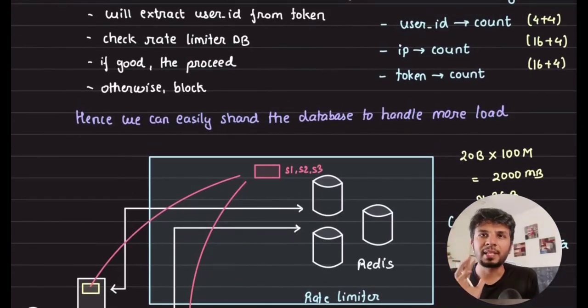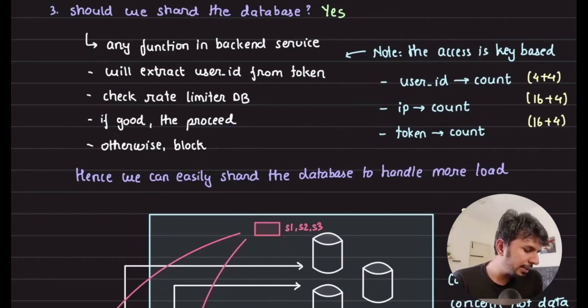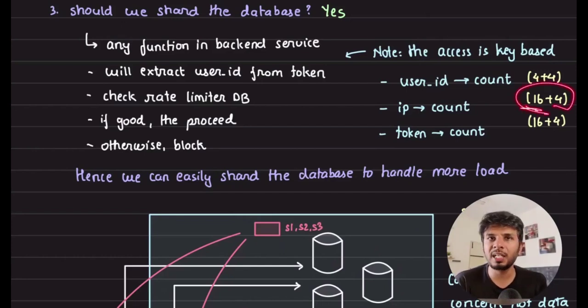Now let's do some basic mathematics: how much storage would we need? Let's say our rate limiter supports rate limiting by user ID. So what you need to store is user ID and count. Count is an integer, so let's say 4 bytes. User ID is an integer, so 4 bytes, total 8 bytes. Then you may also want to rate limit on IP address and count. That is, from one IP address, I need at max these many requests. So IP address is, let's say, 16 bytes. 16 bytes plus 4 is 20 bytes. Otherwise, let's say you may want to do it at the authentication token level. Let's say the authentication token is 16 bytes. So 16 plus 4 is 20 bytes is what you are storing per entry on Redis.